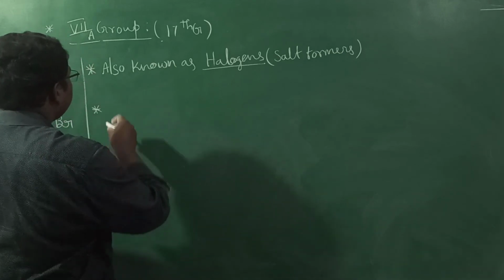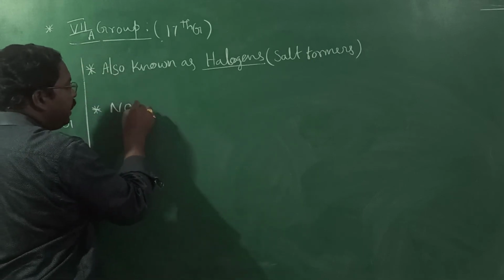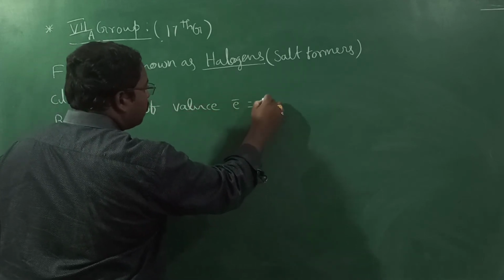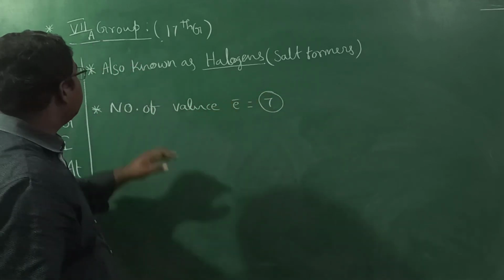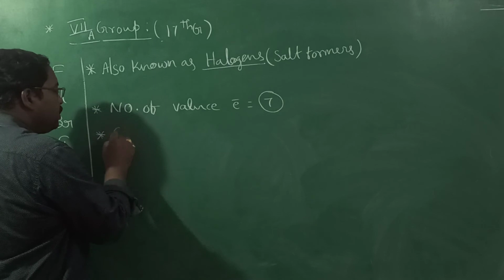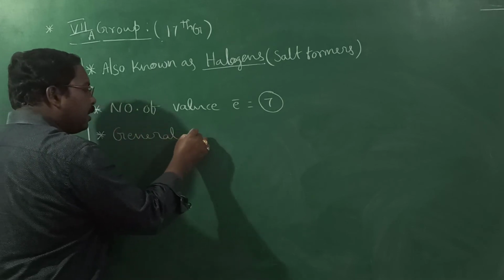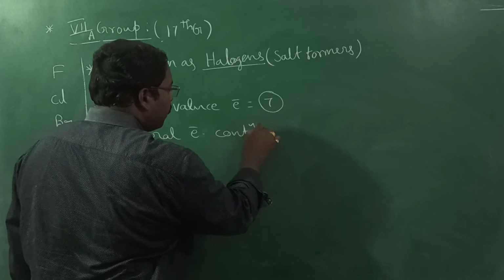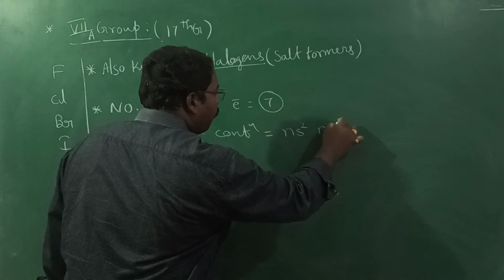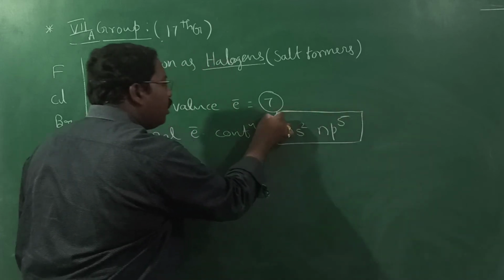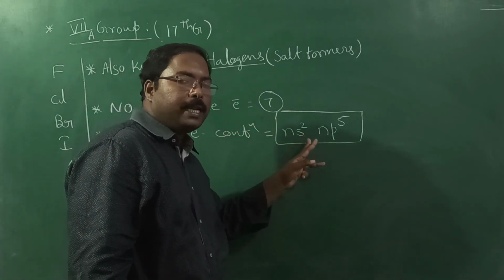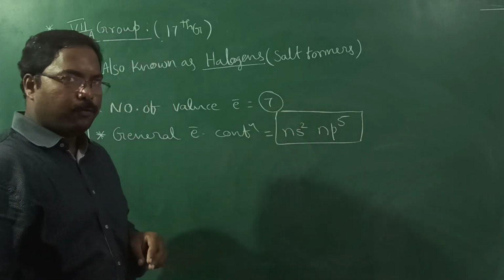Now, as they are present in the 17th group, what about the number of valence electrons? There will be 7 valence electrons. 7th A group contains 7 valency electrons. So if you observe their general electronic configuration, it is ns2 np5. The previous group was ns2 np4. Now 17th group will have 7 valence electrons.